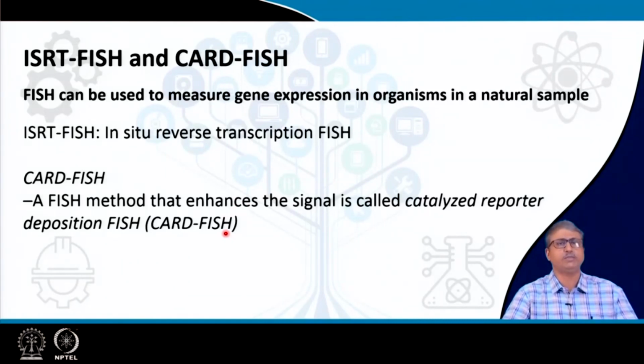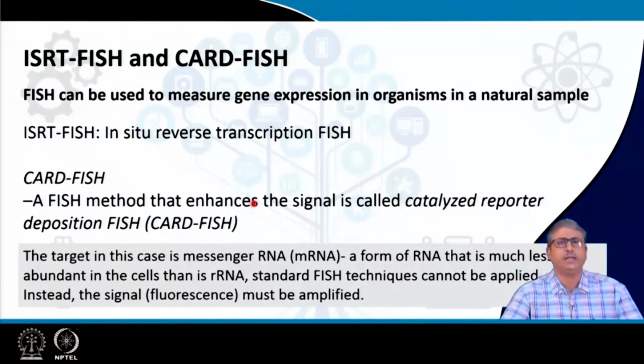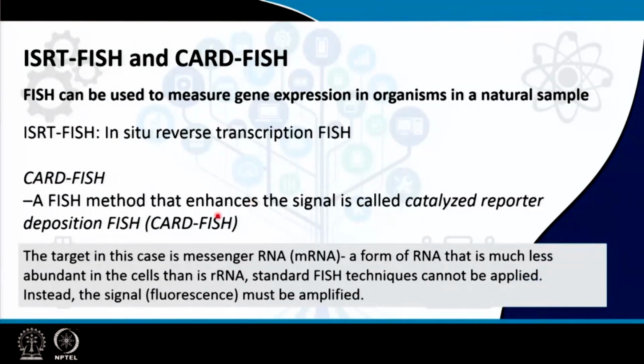This CARD FISH method is found to be very effective in enhancing the signal in the cell. Now, what do we mean by enhancing the signal? In many cases, when we try to quantify the expression level of a particular gene, or a particular enzyme-coding gene which is environmentally relevant, the target in this case is messenger RNA. So it is the mRNA which is targeted, and mRNA is a form of RNA that is much less abundant in the cell than the ribosomal RNA. So it is not a taxonomic delineation or taxonomic probe. The probes are targeted towards functional gene mRNAs.